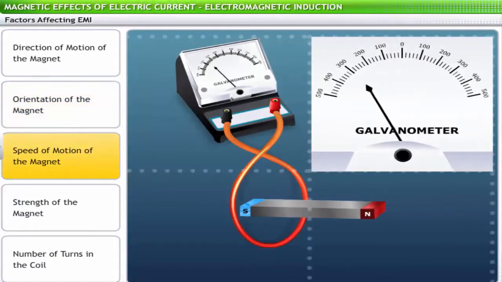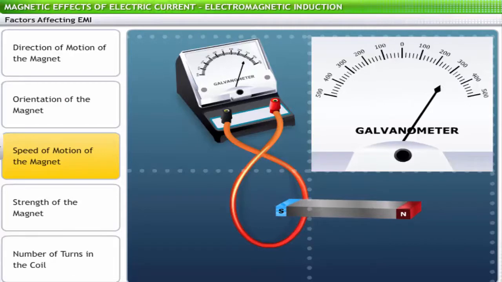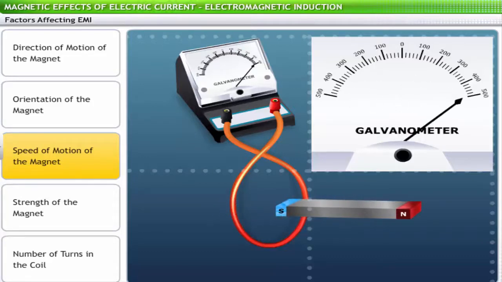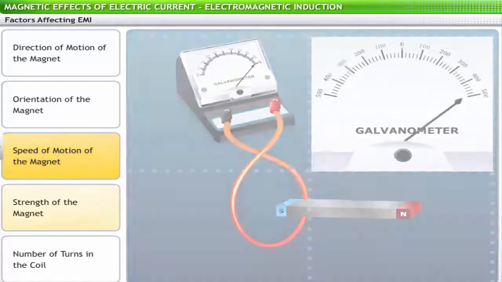The speed of motion of the magnet through a coil determines the strength of the induced current. Thus, if you increase the speed of the motion of the magnet, the EMF generated increases, and vice versa.